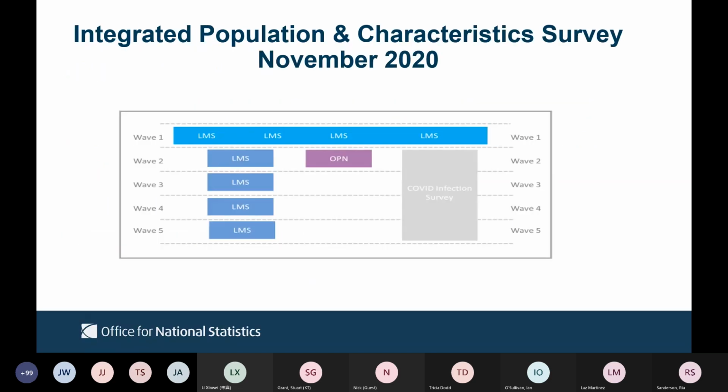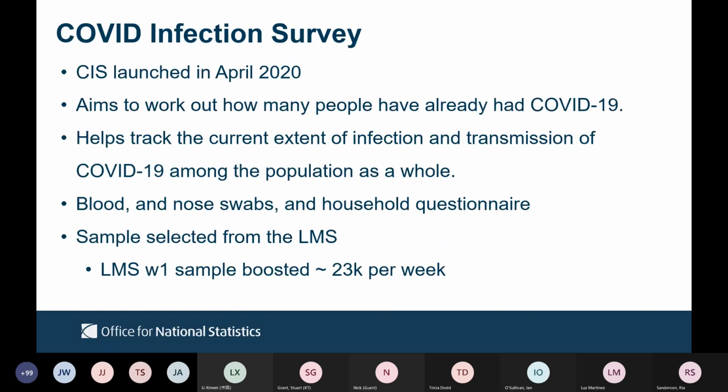So we have had, I beg your pardon, we have had 1,500 cases per week issued for the LMS longitudinal design, a further 10,000 labour market survey wave 1 cases to feed into the opinion survey in effect at wave 2, and a further 23,000 labour market cases issued at wave 1 to feed into the COVID infection survey in effect at wave 2.